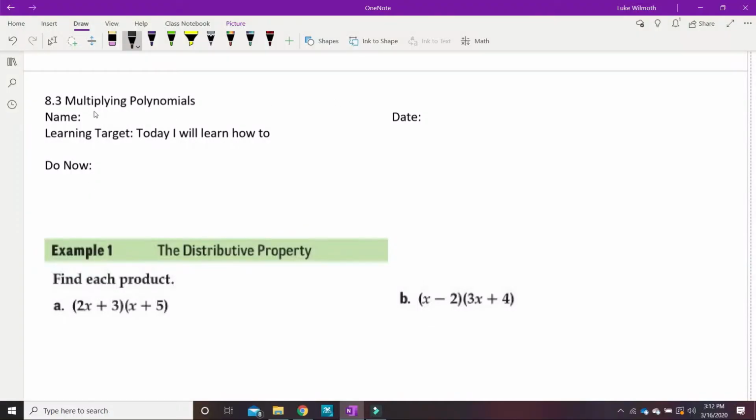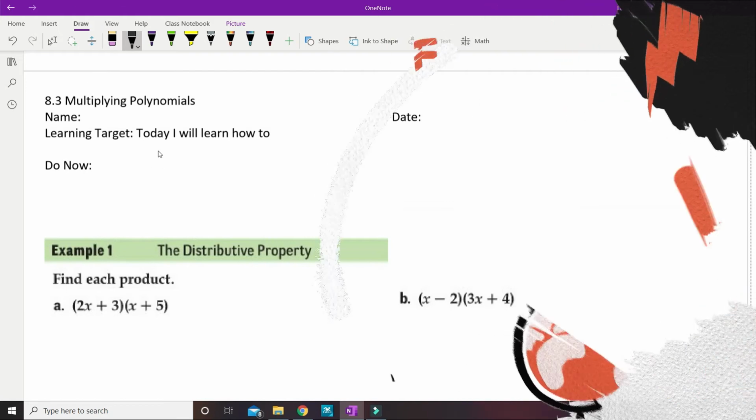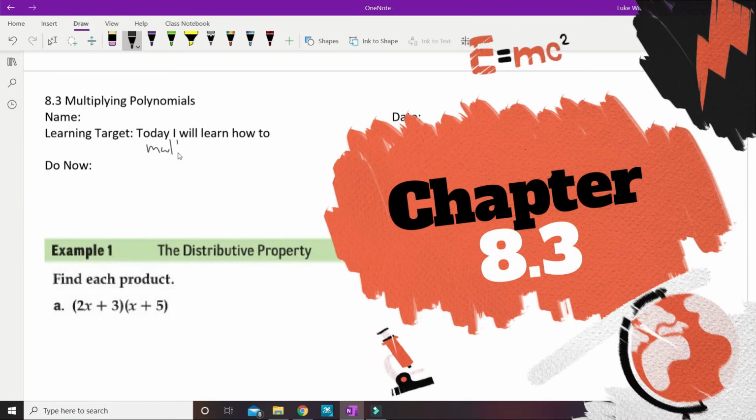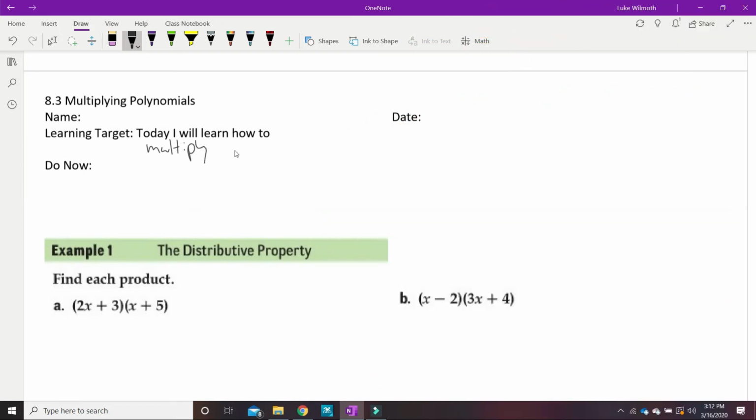Welcome back. Today we're going to learn how to multiply polynomials. I'm going to show you by drawing a picture of how to multiply polynomials because I think that'll make a little bit more sense.